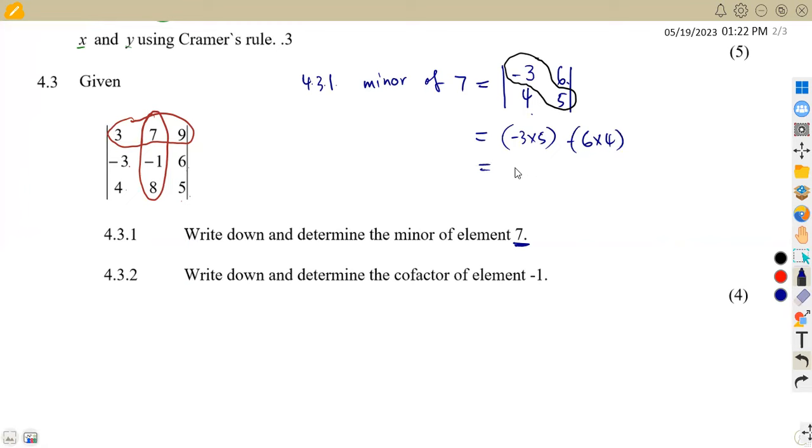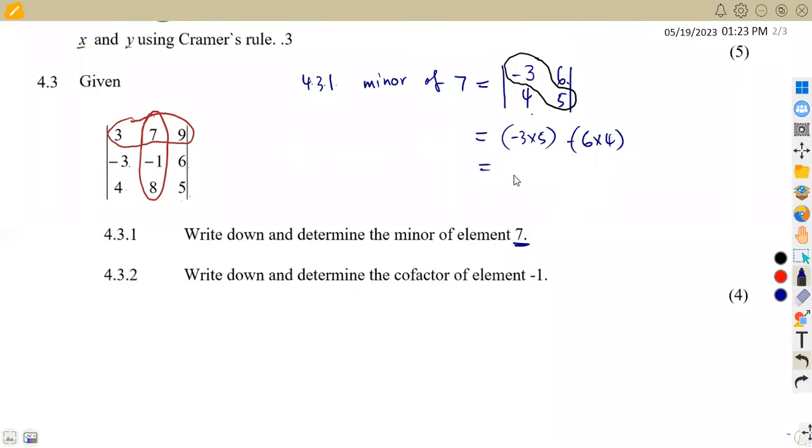Okay, so if we are to simplify everything properly, we are supposed to use our calculator here. Let me just check what you're going to have. All right, so this is going to be negative 39 in this case. So that's the minor of element 7, which is negative 39.